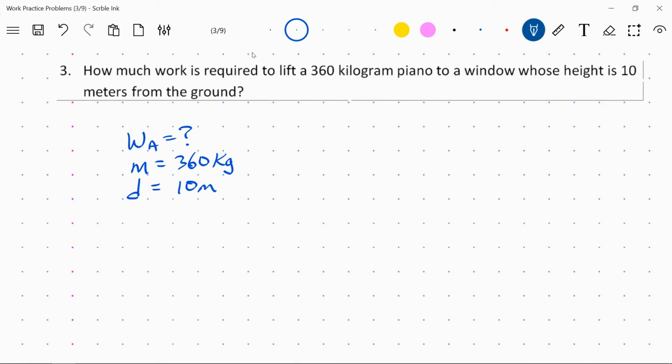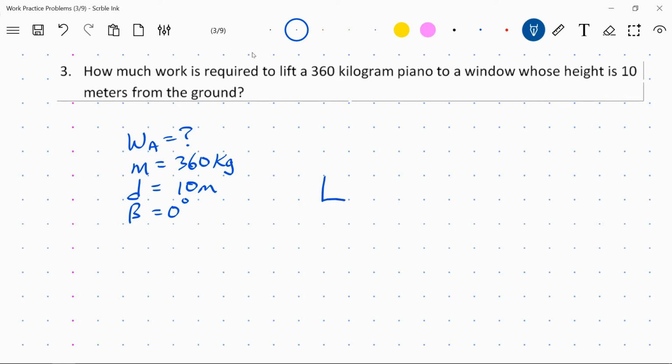We're pushing that piano up. And of course, since it's moving up and being pushed upwards, the beta angle is going to be equal to 0 degrees once again. So a straightforward question, but one extra layer of complexity from the previous questions.